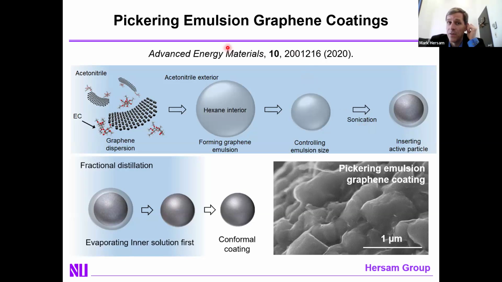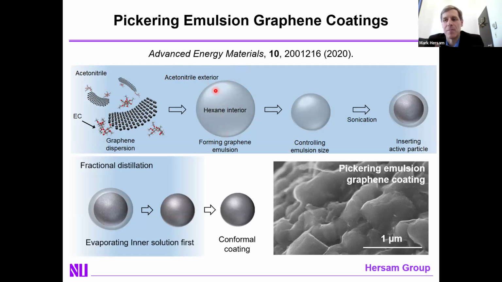And the way we did it was to use a trick from soft matter processing, namely Pickering emulsion processing. In Pickering emulsions, what you have are two immiscible solvents, in this case, acetonitrile and hexane. And if you agitate these two immiscible solvents, you'll form droplets of hexane in the acetonitrile exterior. The problem is that that emulsion is not stable. And so if it sits for any reasonable period of time, it will phase separate like oil and water.